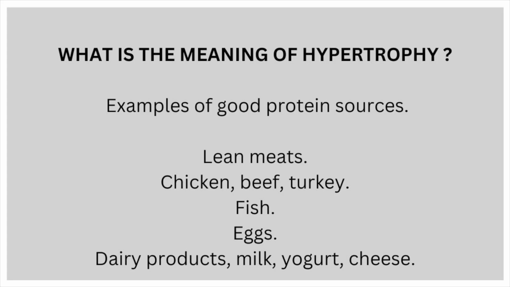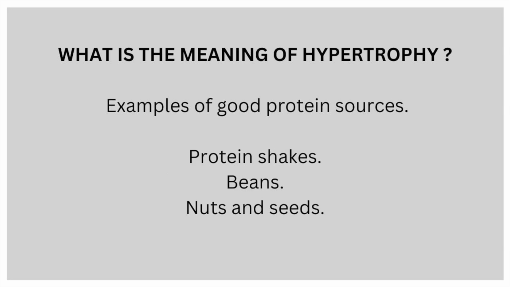A quick reminder for the examples of good protein sources: lean meats, chicken, beef, turkey, corned beef's great, love it. Fish, dairy products, milk, yogurt, cheese, and eggs. Protein shakes, beans, nuts, and seeds.